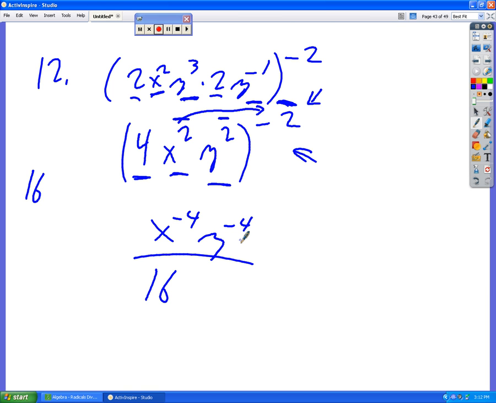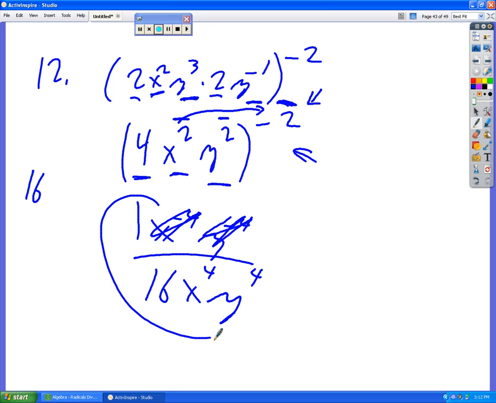Again, anything on top that's negative has to move to the bottom. So the x to the negative 4 becomes x to the positive 4 on the bottom, and the one on top is gone. y to the negative 4 on top gets sent to the bottom. It becomes y to the positive 4. We drop it down and change the sign, and the y to the negative 4 is gone. So there's my answer, except I don't have anything on top, so I need to put a 1 on top to hold the top, and everything else is on the bottom. Number 12.